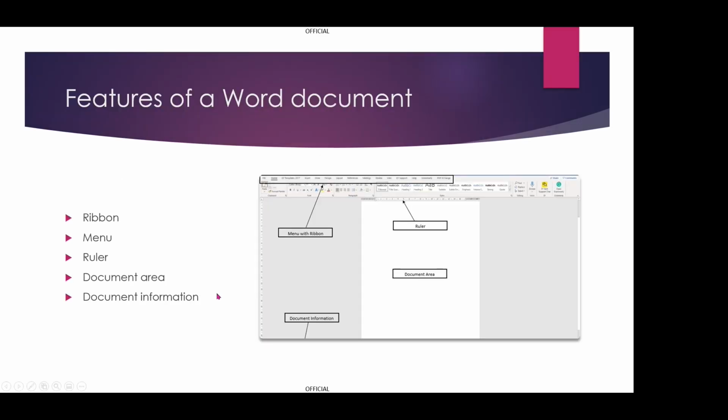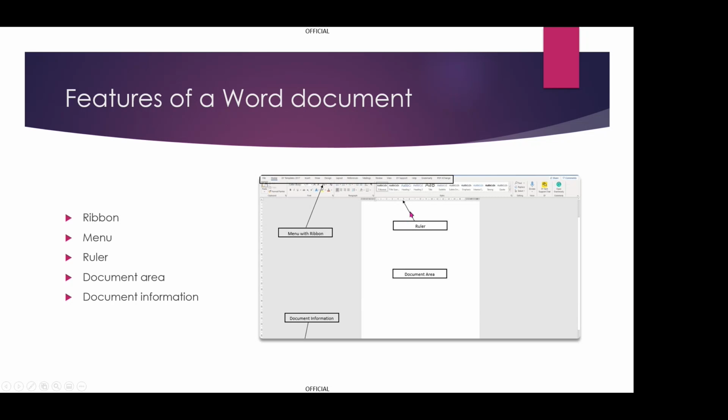Once it opens up, this is what your screen is going to look like. And so there are some common names of items in a Word document that are helpful to know. So the ribbon is this part along the top that has tabs on it.